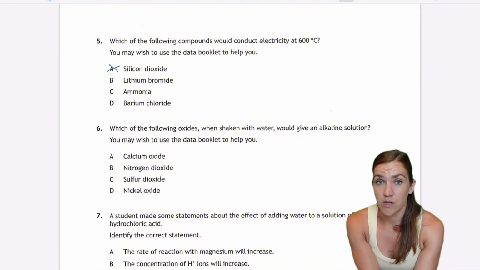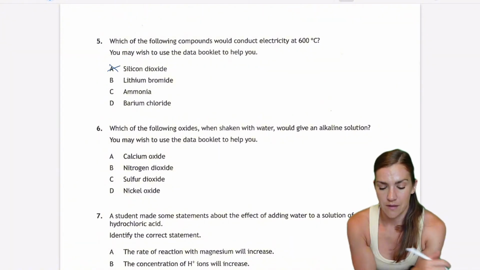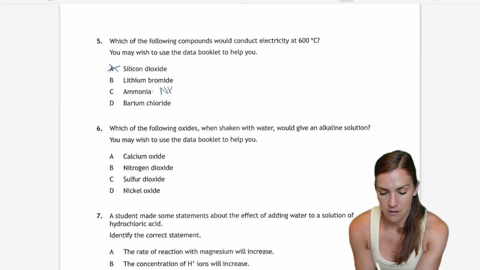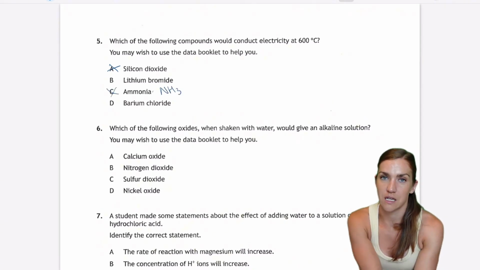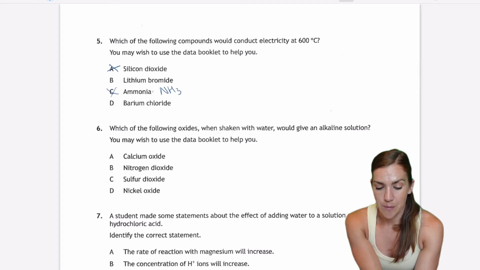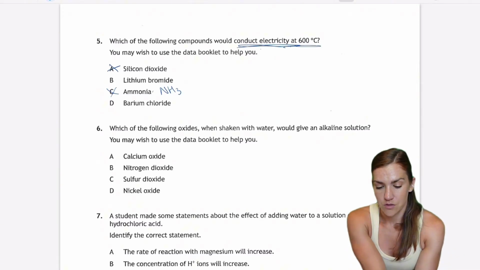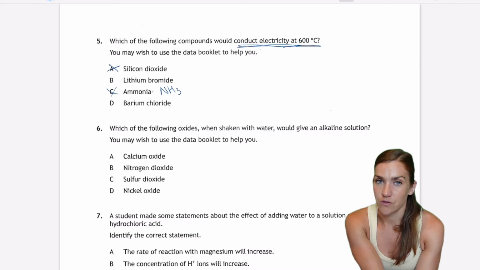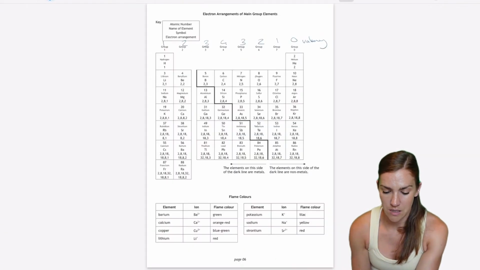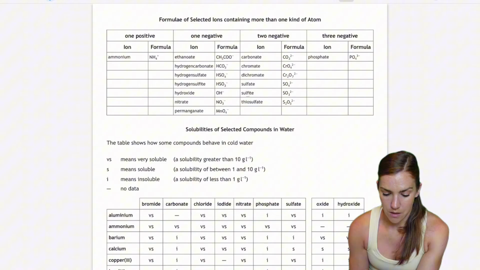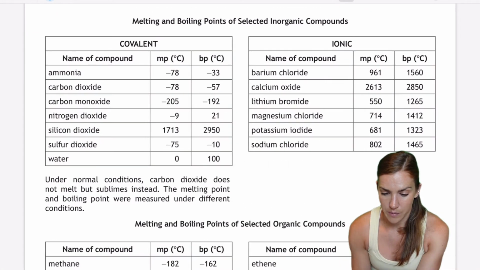Lithium bromide, that's ionic, so that's a potential. Ammonia, that's a molecule of NH3, which would not conduct electricity because again that's also covalent. And then barium chloride, that's ionic as well, so that's another potential. So the thing that's going to help us decide between these is to decide which one's going to be a liquid at 600 degrees, or molten at 600 degrees, because that's when it will conduct, because the ions will be free to move. So there is a page in the data booklet that has some melting and boiling points of some inorganic compounds. So we've got some here.